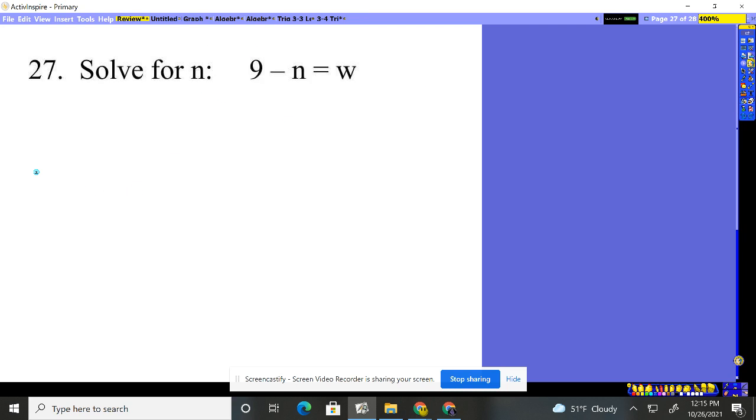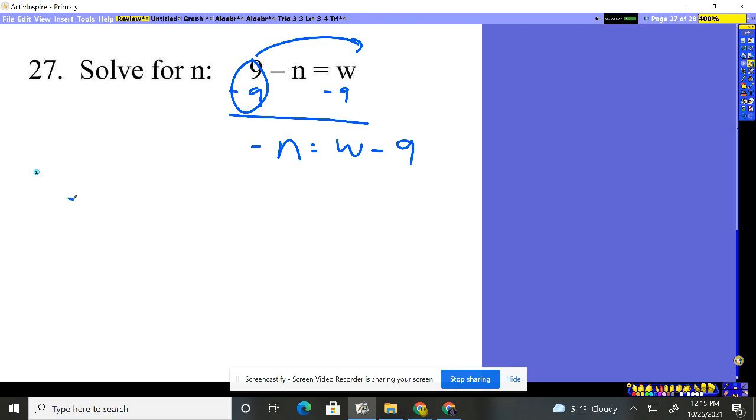Next problem, 27, solve for n. Well, I need n by itself, so I need to move that 9 over. So I subtract 9. That goes away. I get the opposite of n is equal to w minus 9. Now it says the opposite of n is equal to w minus 9.